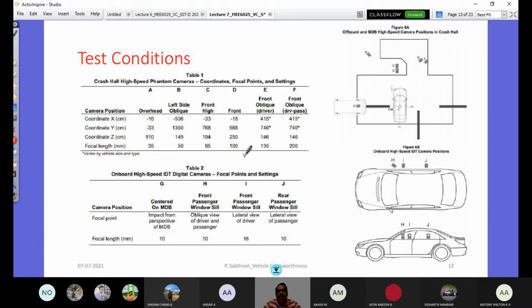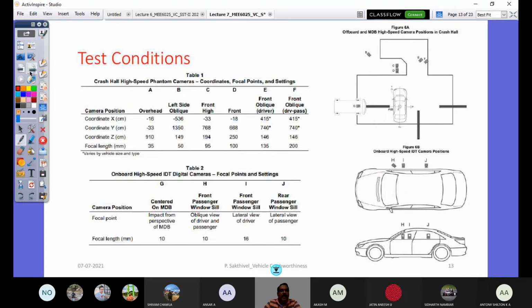What is important from this slide is the different locations where the cameras are fixed, the spatial position they are fixed at from the coordinate, and the focal length that each camera is going to have. You get all of these from this table and picture, which can be readily referred to if you have this picture in your hand, right?